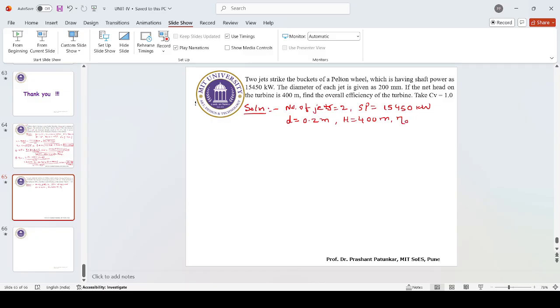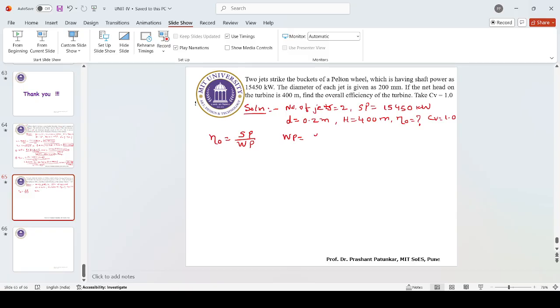One has to find the overall efficiency of the Pelton wheel, and you are supposed to take the coefficient of velocity equal to 1.0. We know that the overall efficiency of the Pelton wheel, eta overall, is the ratio of the shaft power to the water power. The shaft power given to us is 15,450, so we have to evaluate the water power.